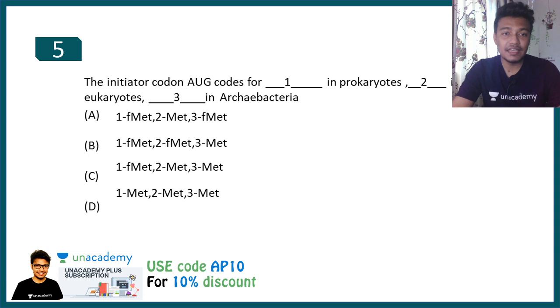Question 5 says the initiator codon AUG codes for dash in prokaryotes, dash in eukaryotes, dash in archaebacteria. So either formyl methionine or methionine. This is another confusing question, but it's very important. Both in eukaryotes and archaebacteria, AUG is coding for methionine, not formyl methionine. But in prokaryotes, it would be formyl methionine.